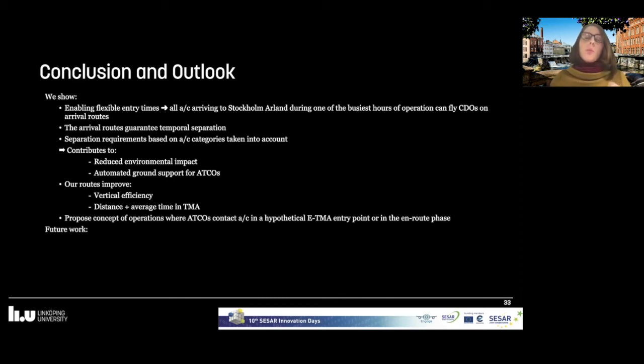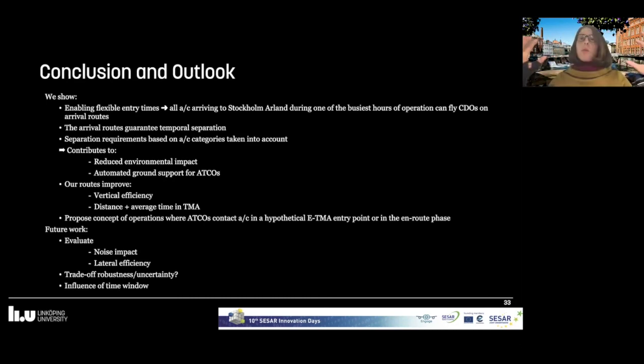For future work, we would like to also evaluate the noise impact and the lateral efficiency. We would like to look at a trade-off between robustness and uncertainty, and the influence of the time window when we shrink it or make it larger. How will that affect our ability to schedule?